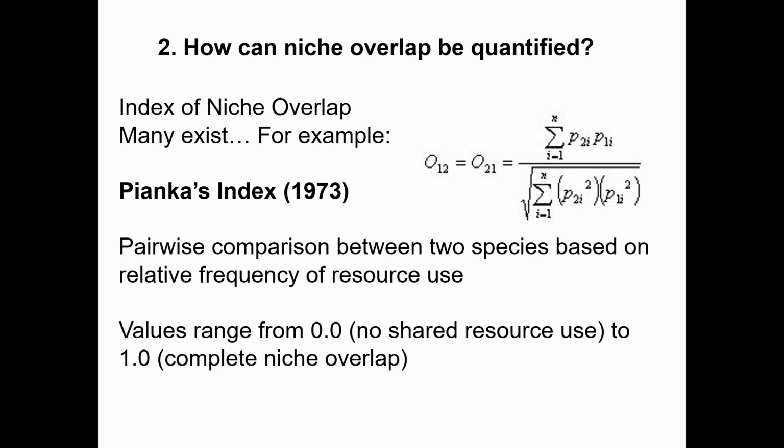And that's the equation shown here, but it's basically you're summing and looking at the amount of time species 1 and species 2 spend in the same place or using the same resource. So Pianka's Index ranges from 0 to 1. So 0 would mean the 2 species do not overlap at all. They don't spend any time in the same location. And a Pianka value of 1 would mean they spend all their time in the same location. So your values can vary.